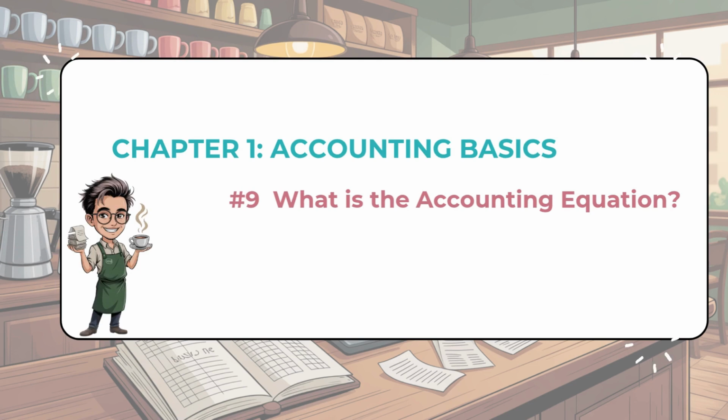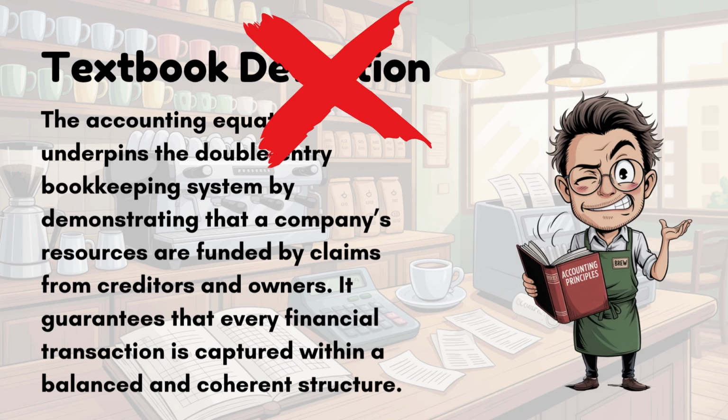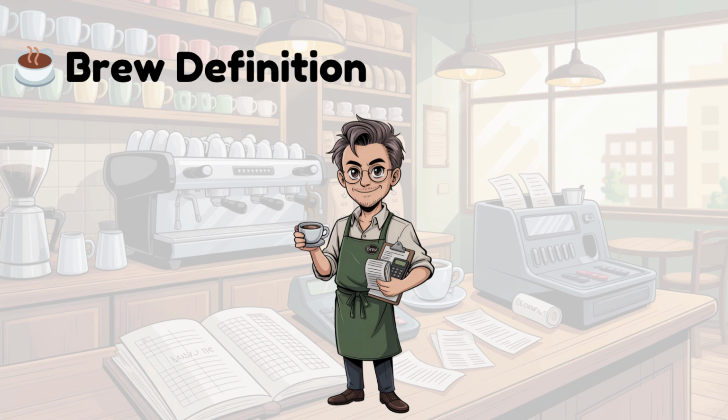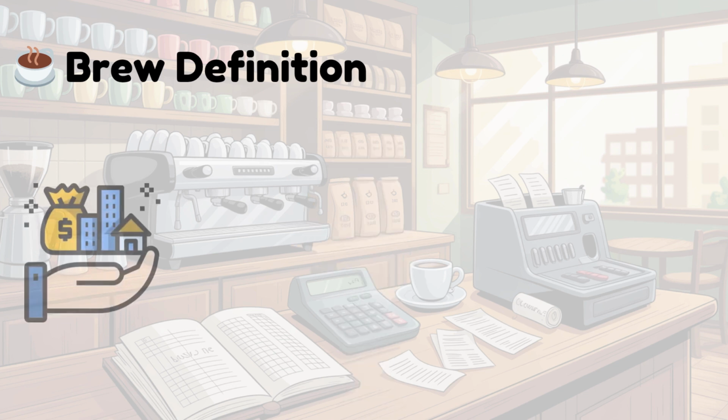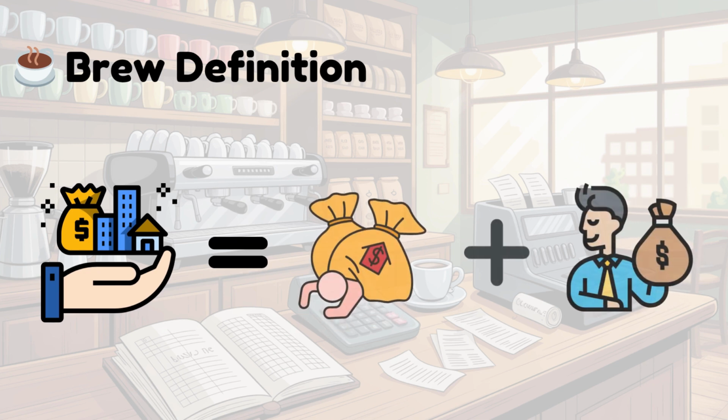Today's topic: what is the accounting equation? Let's get started. Here's the textbook definition. Who writes this stuff? Straight to the equation. It shows that a company's assets are financed by liabilities and owner's equity.